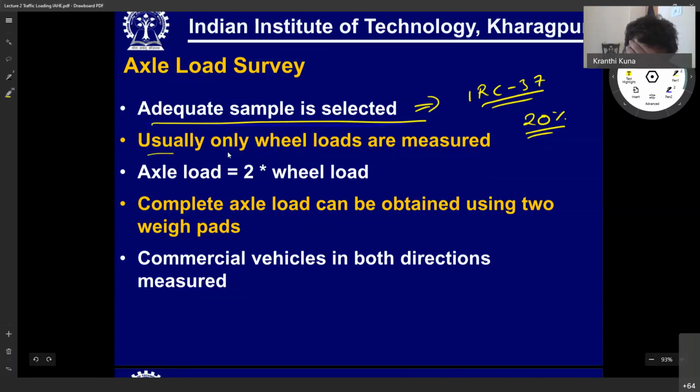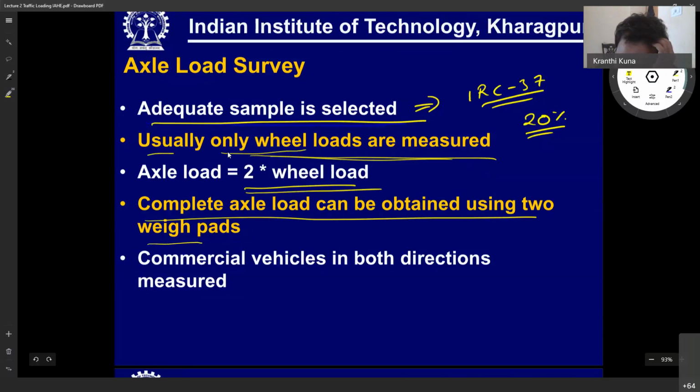Usually, wheel loads are measured, because obviously on a portable weighing pad, you cannot put an entire axle. Only wheel load, but you take axle load as 2 multiplied by the wheel load. Complete axle load can be obtained using a two-way pad. So if you want to determine the entire axle load, you can use a two-way pad as well. Obviously, commercial vehicles in both directions. This is very important, both directions.